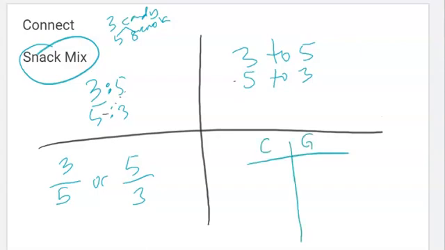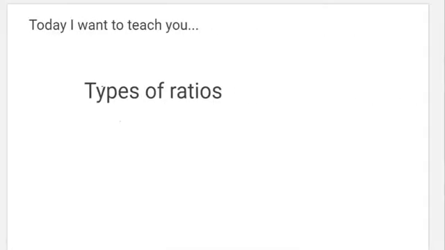And then last but not least, we thought about the table. We got the candy and granola. We thought about making different amounts of batches of it. So if there's 3 scoops of candy for 5 scoops of granola, if we were to do another bowl or another set, that'd be 3 more of this and 5 more of this, 3 more and 5 more, and so on. So those are all the different ways we can represent a ratio. And today I want to get to the 2 types of ratios. Pretty simple concept, but it's going to come up a lot.